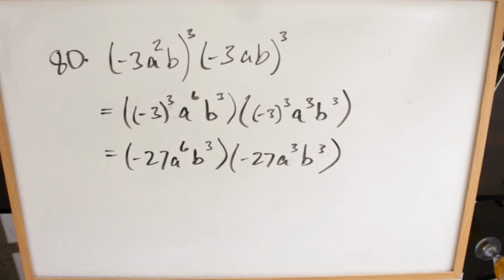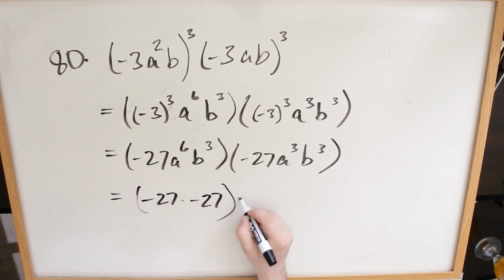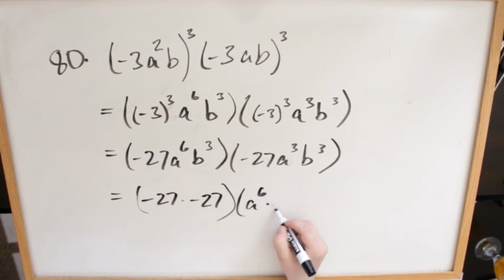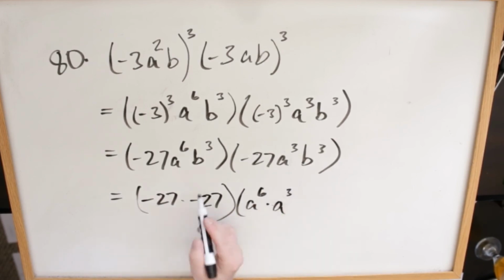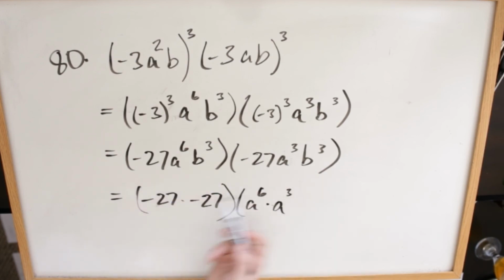So now we can do what we were doing in the very first part. We can combine just our common terms together. So you get minus 27 times minus 27 times a to the 6th times a to the 3rd. And again, this all works out because everything is just multiplying. Previously, if you're adding things up and there are things in between that are adding and subtracting, you can't do it that way. This is a little bit different because we're just multiplying everything out, so we can move things around a little bit more freely.